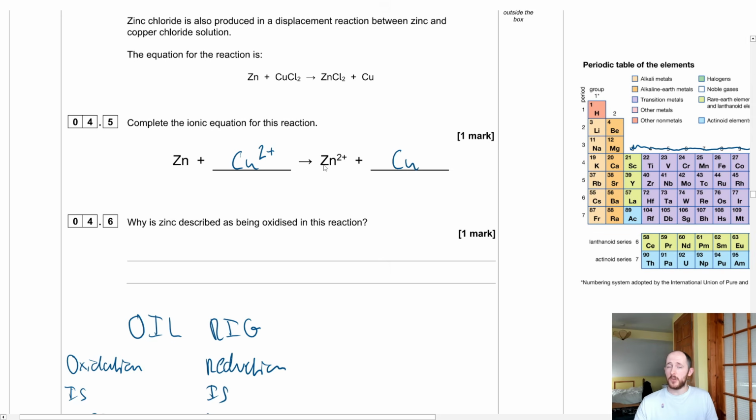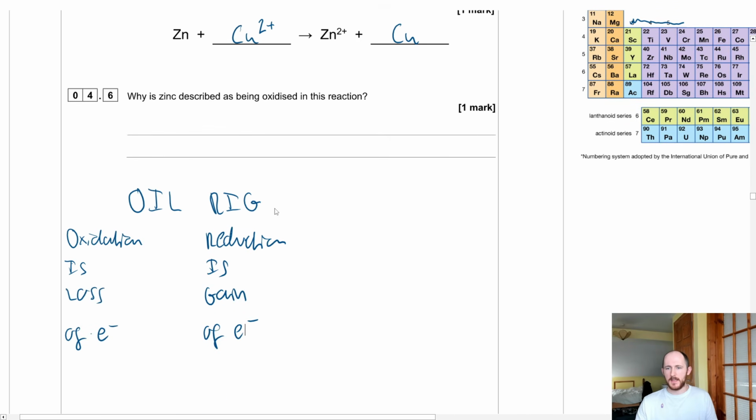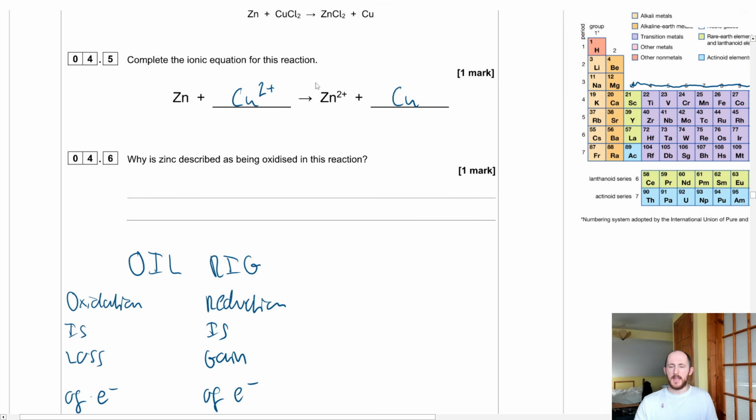it means it must have lost 2 electrons. Because the only way that an atom can become positively charged is by losing electrons. It doesn't really gain positivity, it loses negativity. So, in this case, it's described as being oxidized in the reaction because it loses 2 electrons. Like so. So I hope that makes a bit more sense in terms of those two parts.